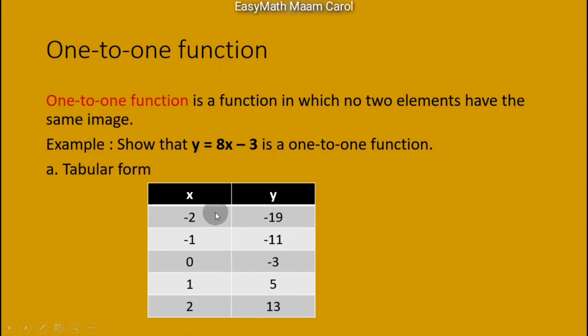From the tabular form with 5 values of x, we can see that there is only one value of y for each value of x. So, dito napakita natin na 1-to-1, di ba? Isang value nito may katapat na isa lang na value ng y. Okay? So, that's one way.